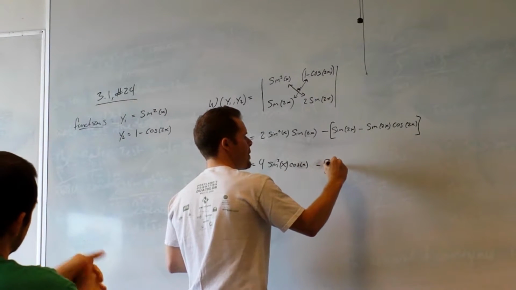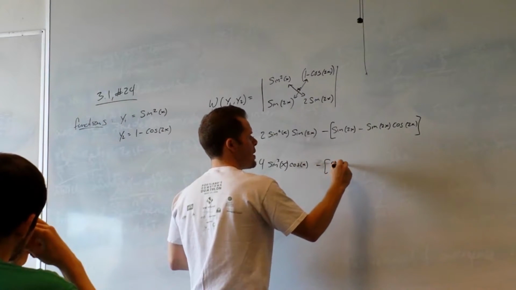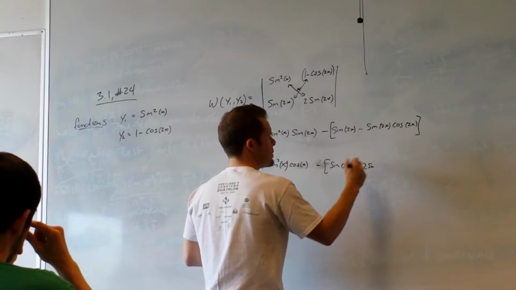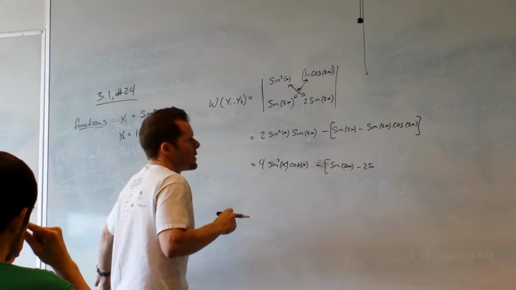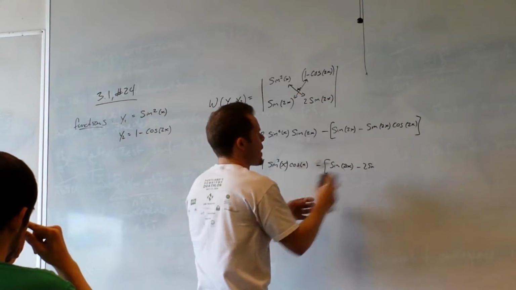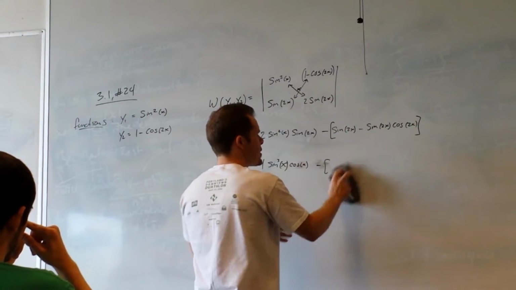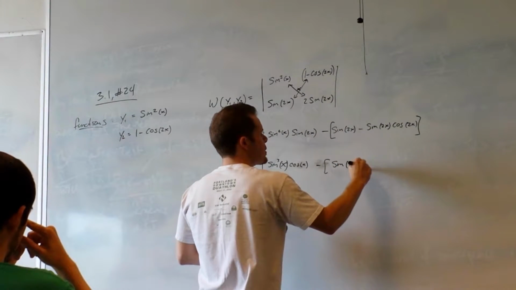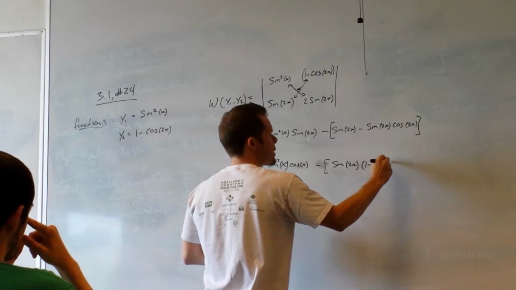I don't know. Well, if you leave it as sine 2x, you can factor that out. Yeah, I multiplied that out, and someone told me maybe not multiply that out. Sine 2x times 1 minus cosine 2x.